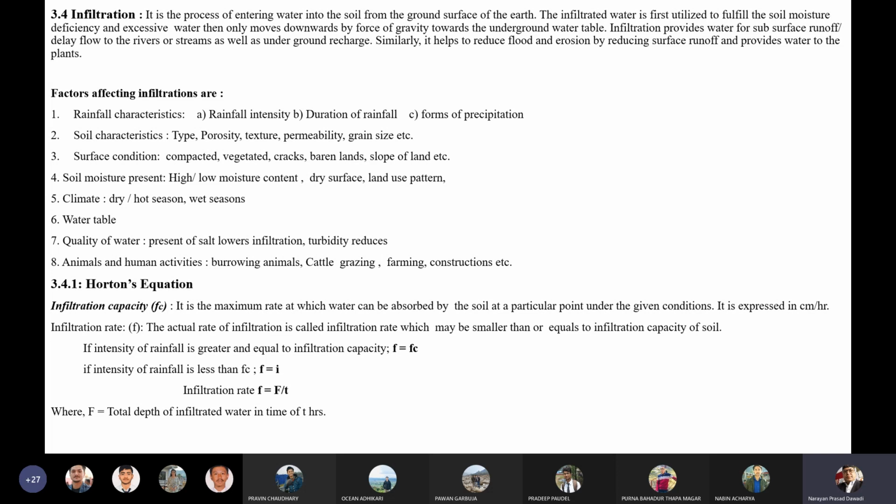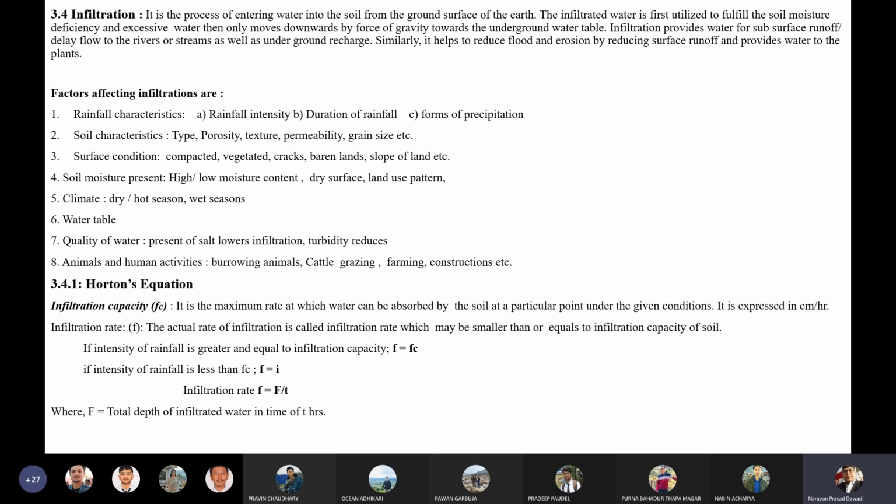What type of land is that? If the land is laid for the forest area, then there may be a chance of infiltration, because there is plenty of vegetation cover, so infiltration may occur there. A lot of infiltration can occur there.